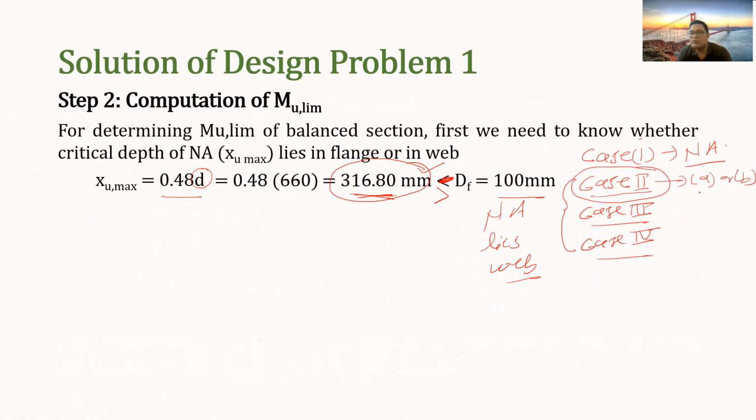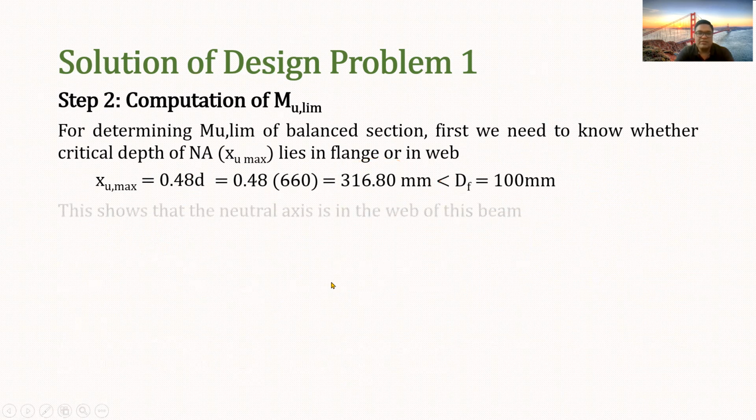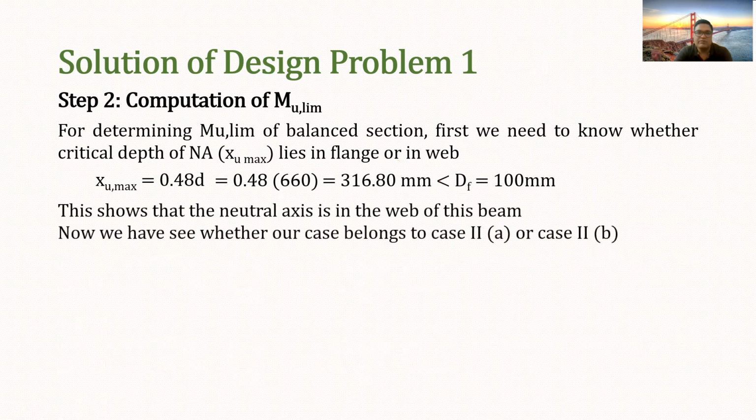Now case 2A and 2B will be dependent on the ratio Df by d. So we need to find out whether the Df by d ratio is more than 0.2 or less than 0.2. Then only will we decide which formula is to be used to calculate the Mu limiting for the balanced section. So as I said, now we have to see whether our case belongs to case 2A or 2B. For that, we will calculate the Df by d ratio.